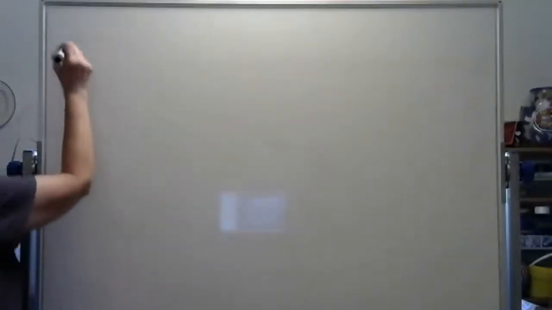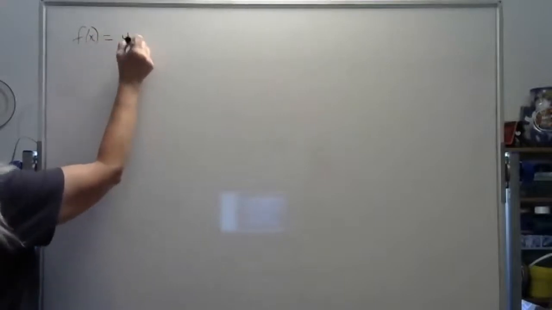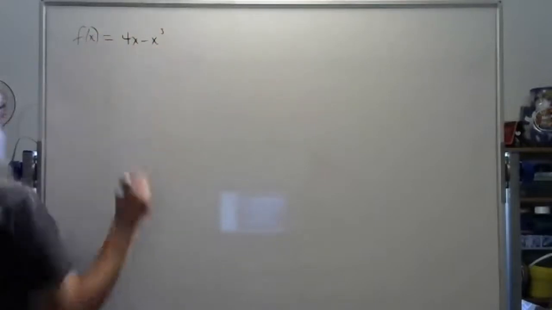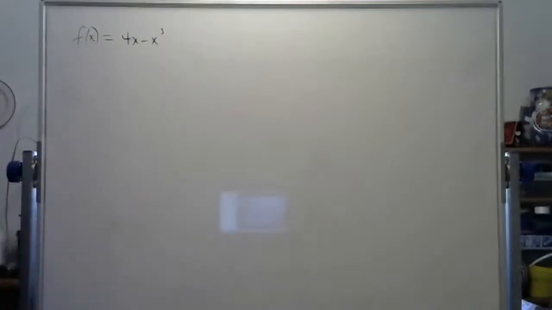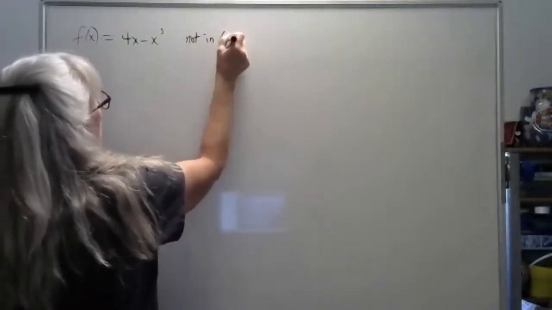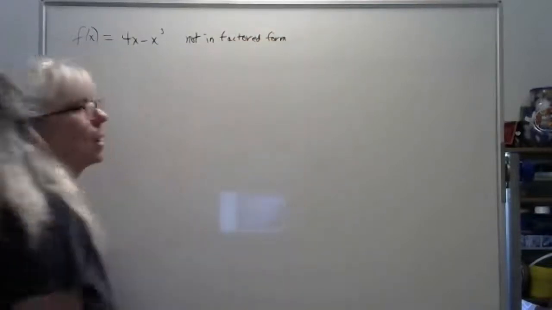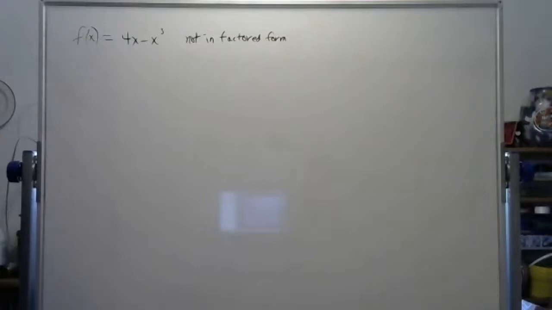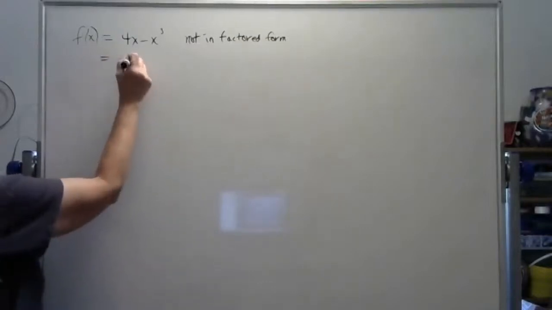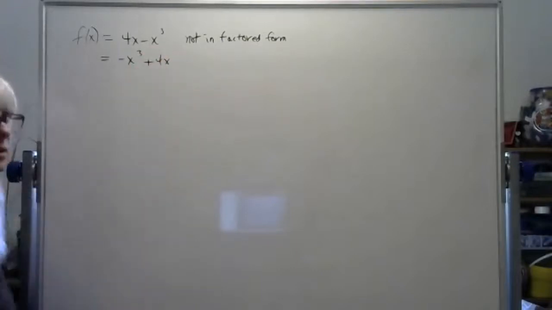So I want to do the same exact set of directions, but this time my polynomial is going to be f of x is equal to 4x minus x cubed. So 4x minus x cubed. That's in standard form. So again, I'm going to make myself a note that it is not in factored form. It's in standard form. But it's not even in descending order. So the first thing I'm going to do is make it in descending order, negative x cubed plus 4x. That just makes it friendlier.